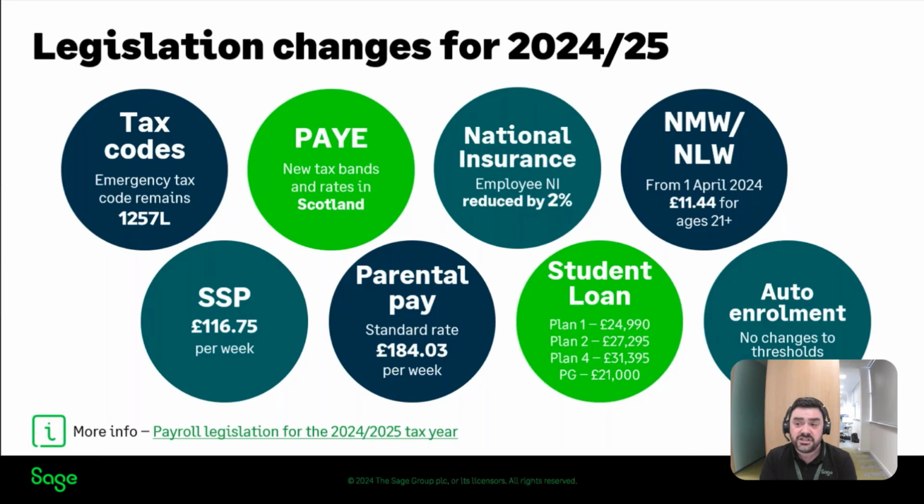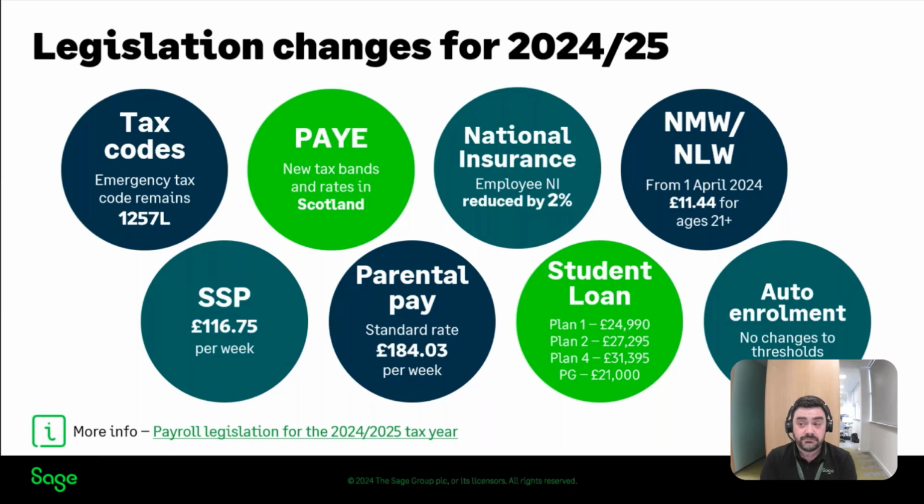So as we've just mentioned, tax codes are remaining much the same unless you receive individual P9 notices. And that's because the personal allowance remains frozen at its current level of £12,570. So emergency tax code remains the same.